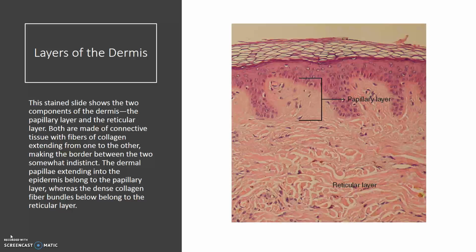Let's look briefly at the layers of the dermis. If you will refer to this slide, the stained slide shows two components of the dermis, the papillary layer and the reticular layer. Both are made of connective tissue, with fibers of collagen extending from one to the other, making the border between the two somewhat indistinct. The dermal papillae extending into the epidermis belong to the papillary layer, whereas the dense collagen fiber bundles below belong to the reticular layer.